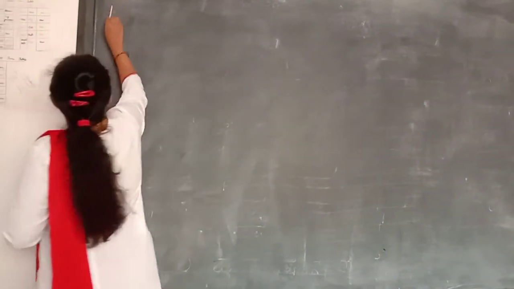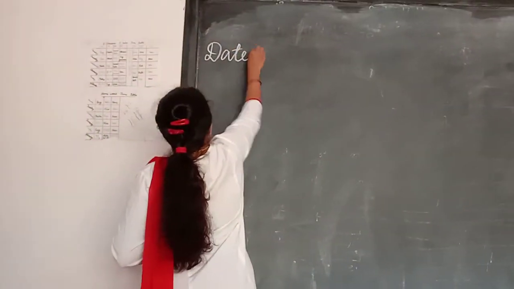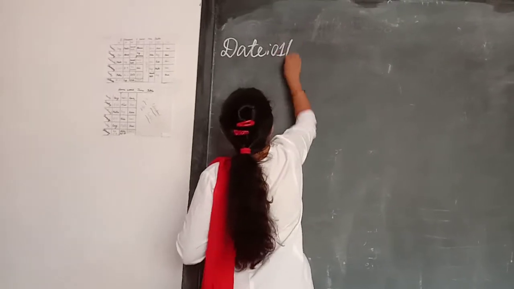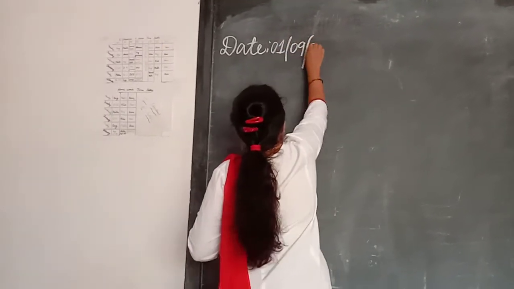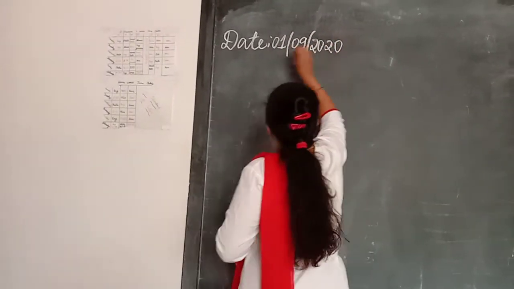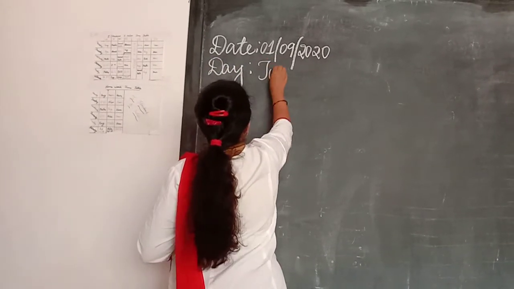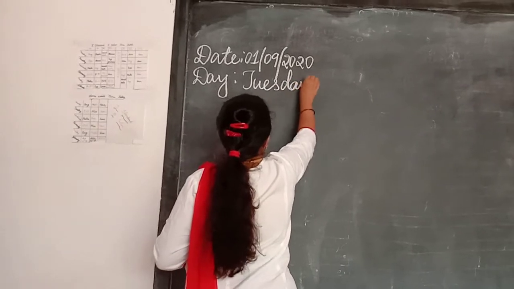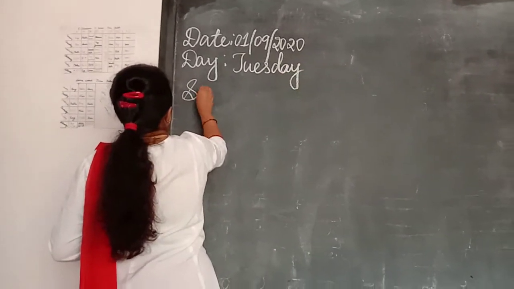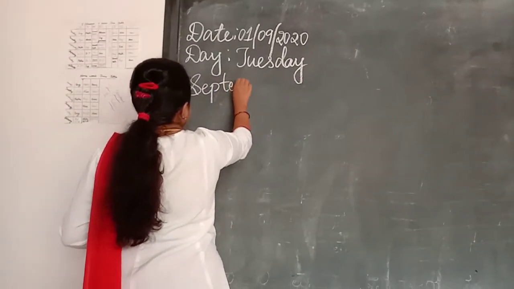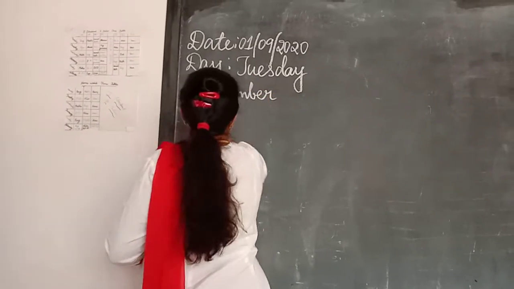Today's date is 1st September 2020. Day Tuesday. Month September.